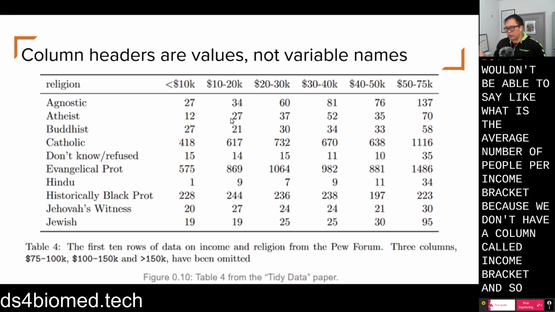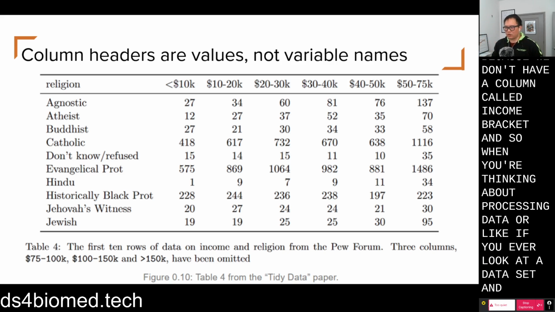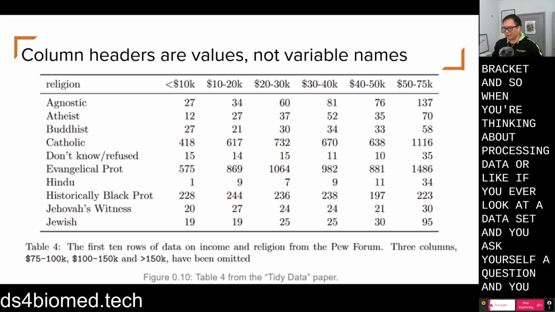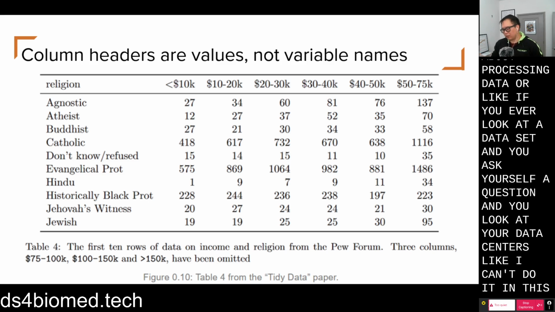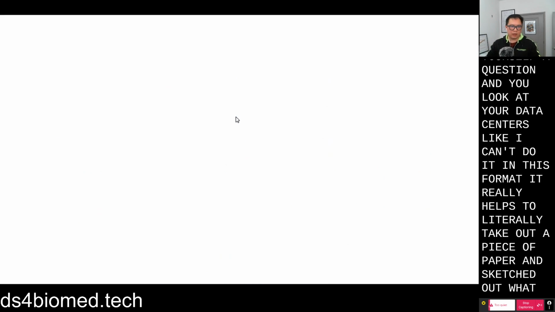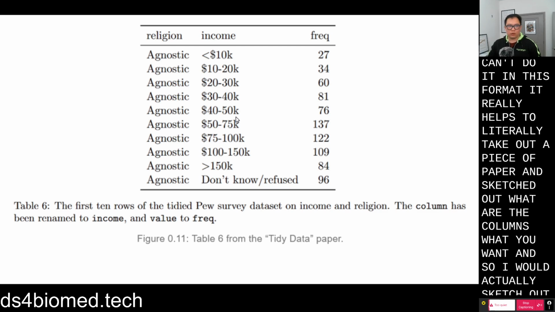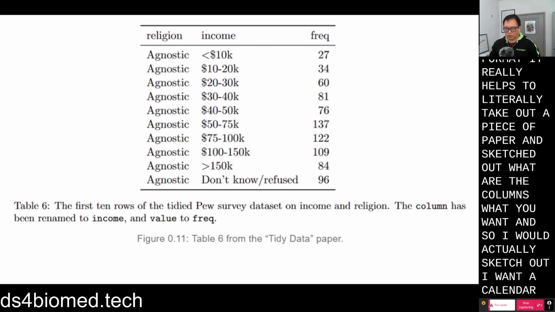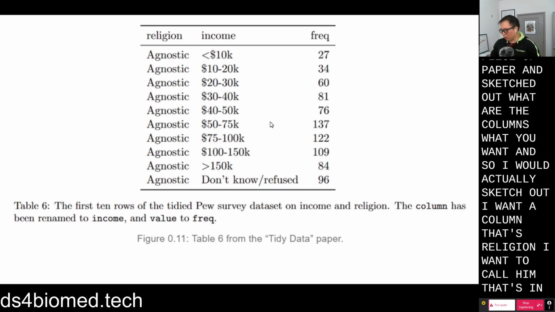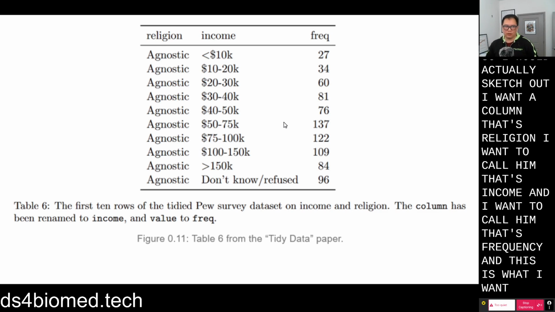And so when you're thinking about processing data, if you ever look at a data set and ask yourself a question and it's like, I can't do it in this format, it really helps to literally take out a piece of paper and sketch out what are the columns that you want. So I would sketch out, I want a column that's religion, I want a column that's income, and I want a column that's frequency, and this is what I want at the end.